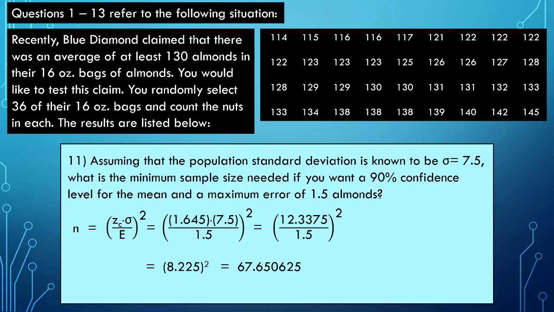But here, this would be 68. So the minimum sample size here is 68. Remember, your minimum sample size always has to be a whole number because you're looking at a number of individual data entries or values, whatever the context of the problem here is. Here it would be 68 bags of almonds.